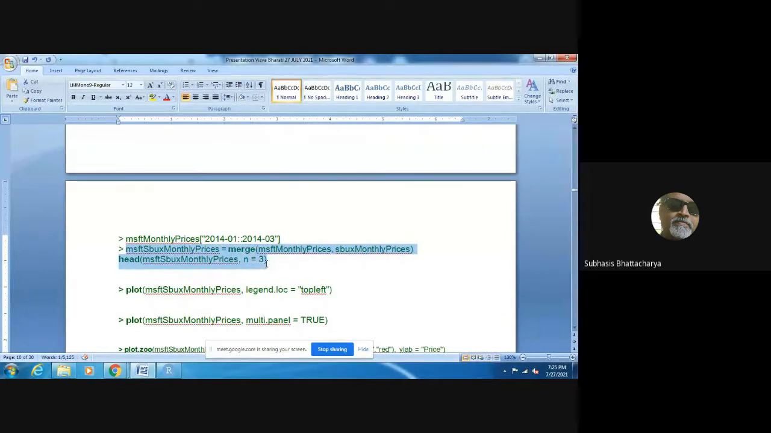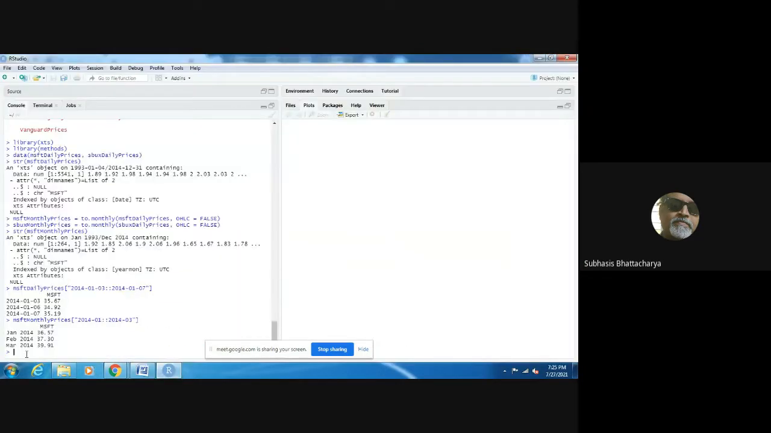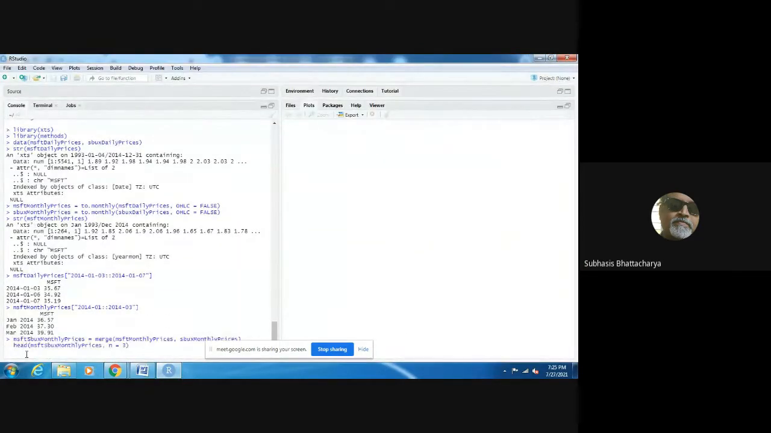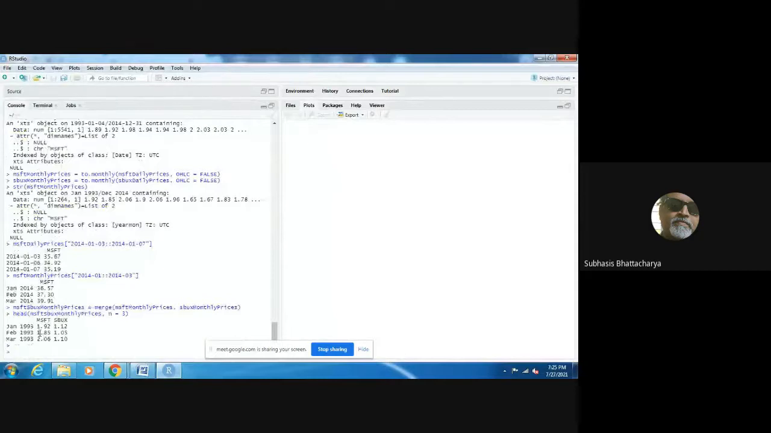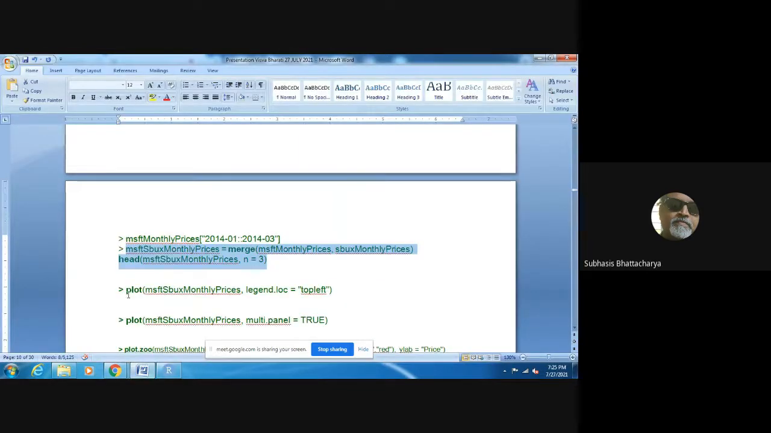Now I am merging these two data sets, from January, February, March 1993, like this. These are the prices of Microsoft in the first column, and the second column is the price of Starbucks. Now I'm going to plot.